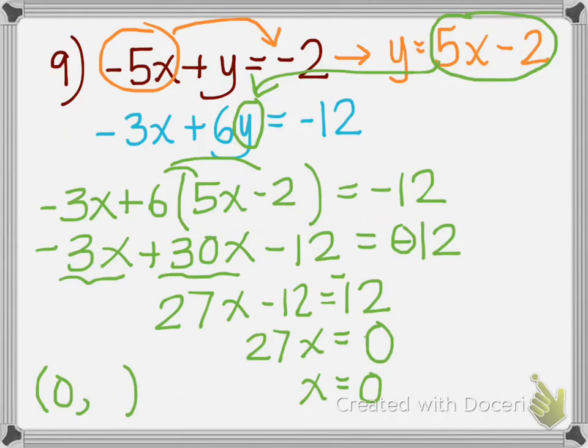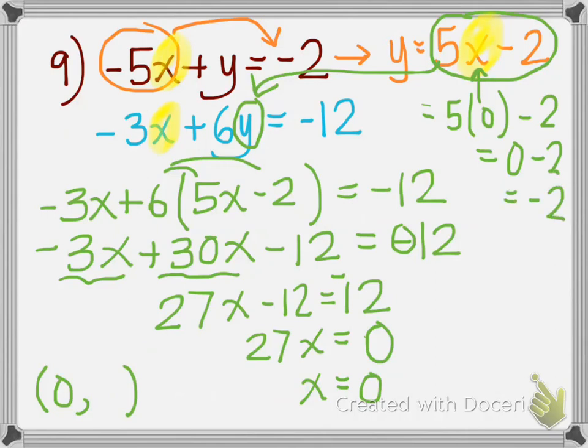I can plug in 0 for x here, I can plug it in here, or I can plug it in here. Whatever looks easiest is what I'm going to choose. Obviously, it looks easier here. So if x is 0, then 5 times 0 minus 2 is negative 2. So these two lines met at 0, negative 2. That's where they fell in love and got married. And that's how you solve a system of equations by substitution. The end.